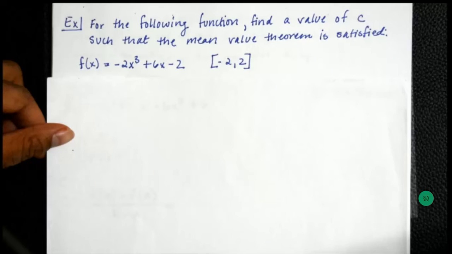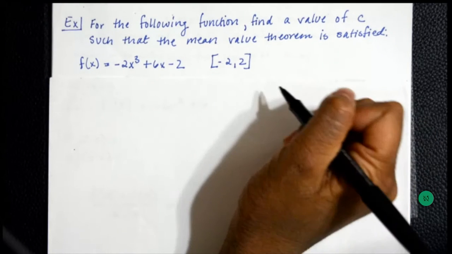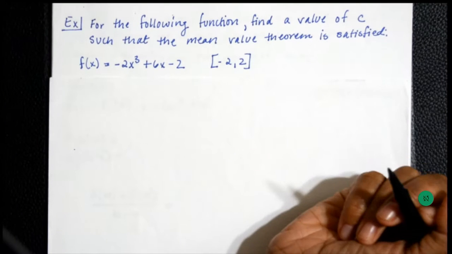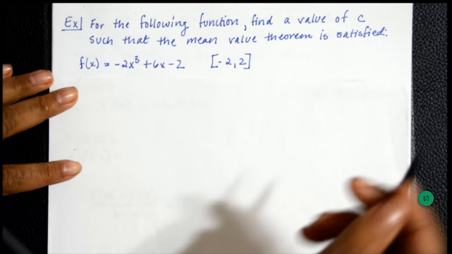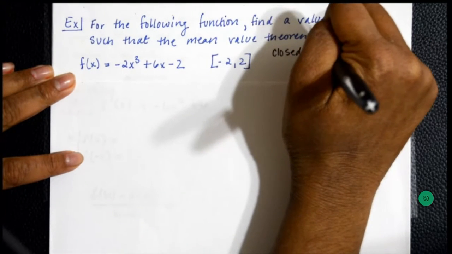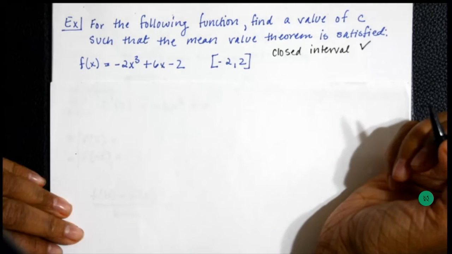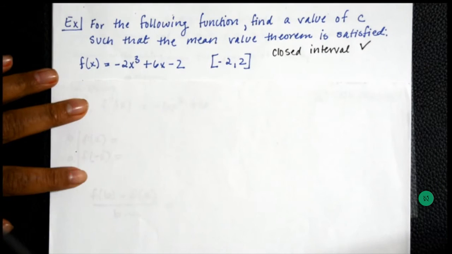Okay, so now we're going to move on to an example. For the first example, it says, for the following function, find the value of c such that the mean value theorem is satisfied. The function is f of x equals negative 2x cubed plus 6x minus 2, and the interval is negative 2 to 2. So first we want to make sure that it's a closed interval. Next we want to make sure that it's differentiable. So let's find the derivative first.